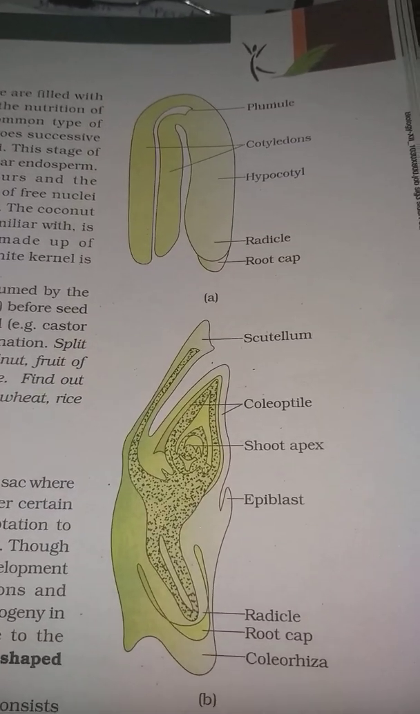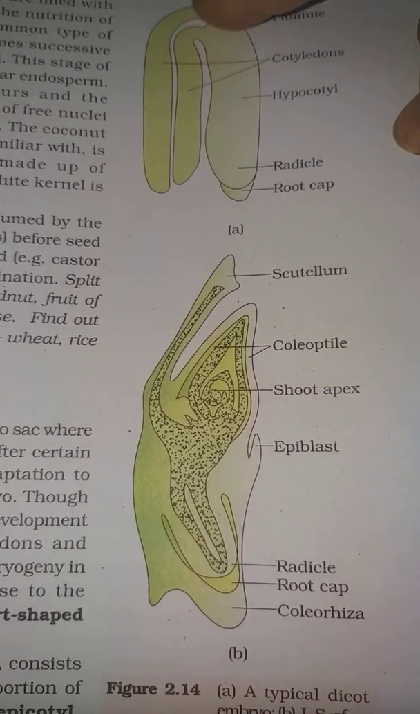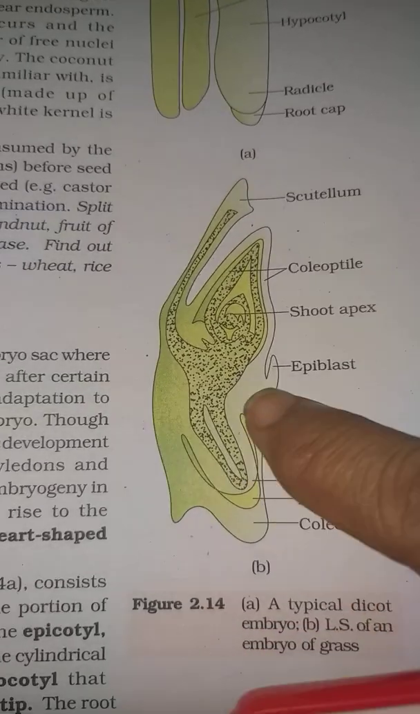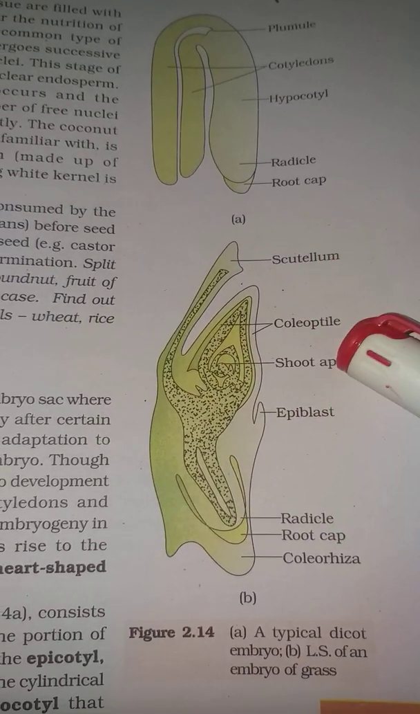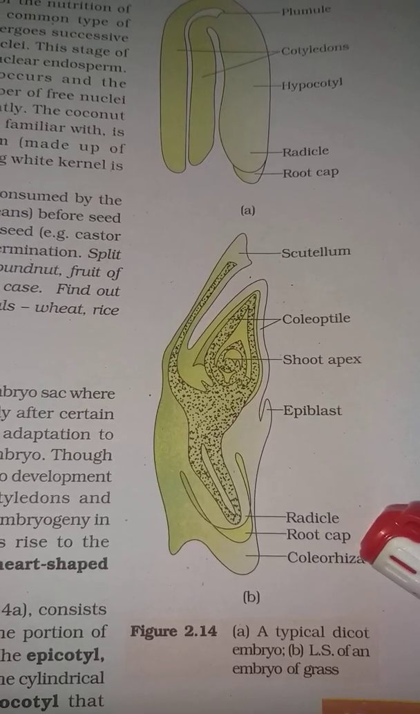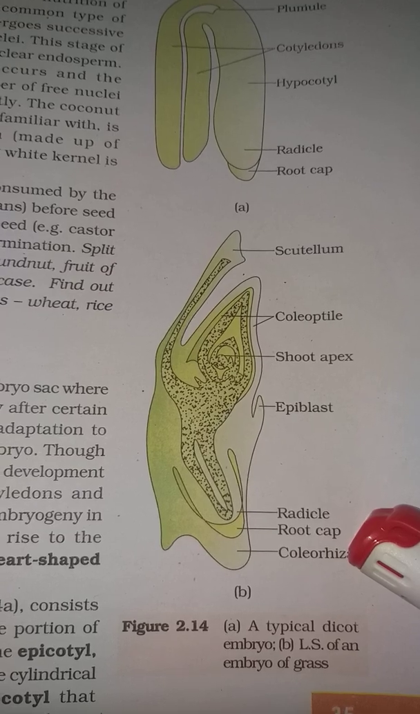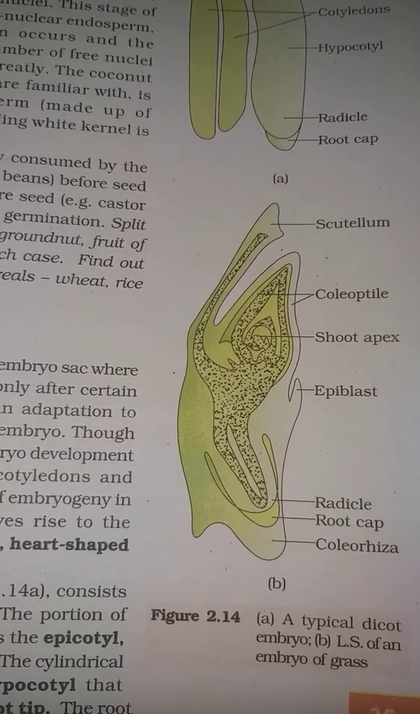Epicotyl, then hypogeal germination, that means it comes out like this. And here you see this is the scutellum. The coleoptile is equivalent to the plumule, and here you have the coleorhiza. Root apex and shoot apex are like that. So go through it properly.